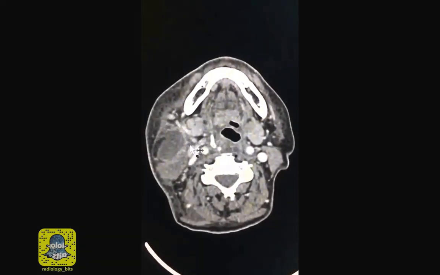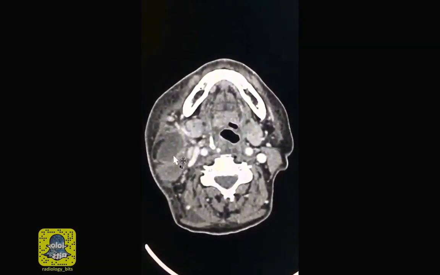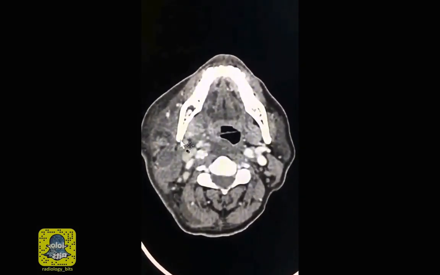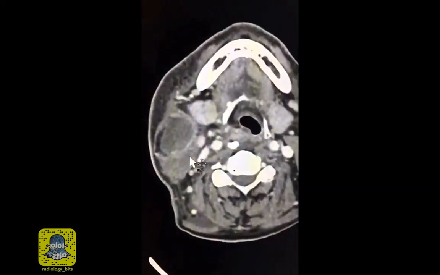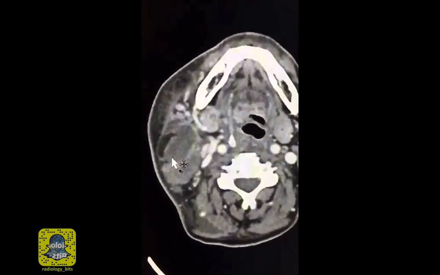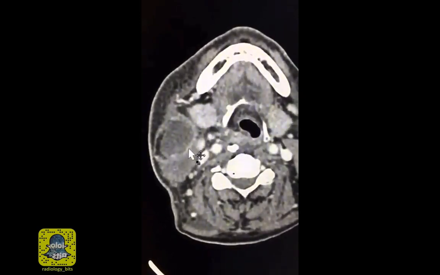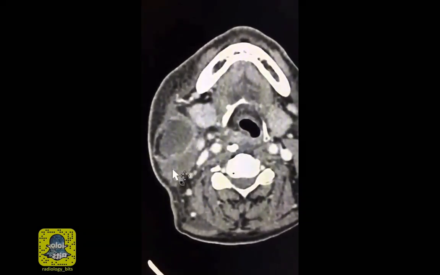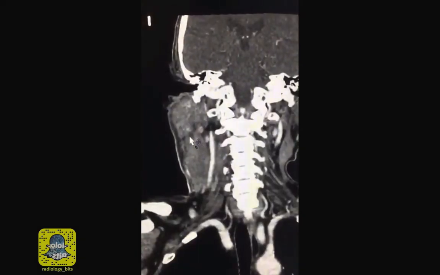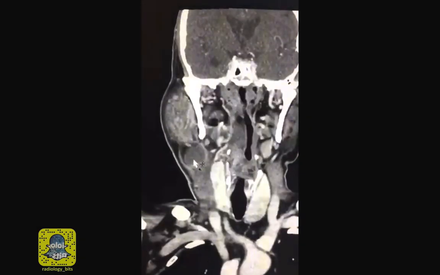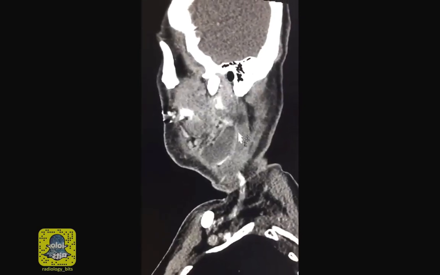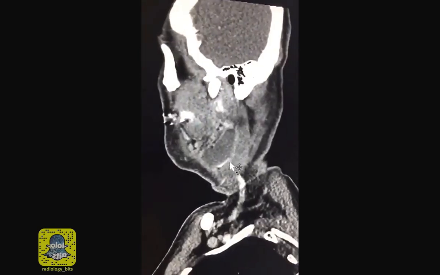A few important things to talk about is the location of the abnormality. It's close to the angle of the mandible. It also has an elongated appearance from above below as we scroll here, and it lies on top of the right sternocleidomastoid. This is a coronal image to better appreciate the elongated appearance of this cystic abnormality. And here's a sagittal image as well, showing this elongated cystic structure.